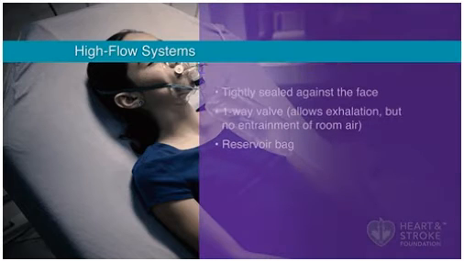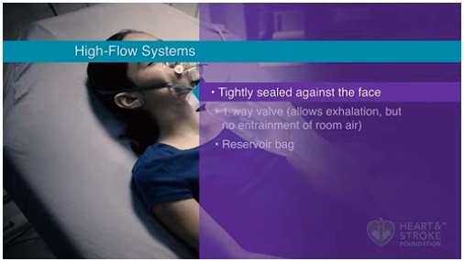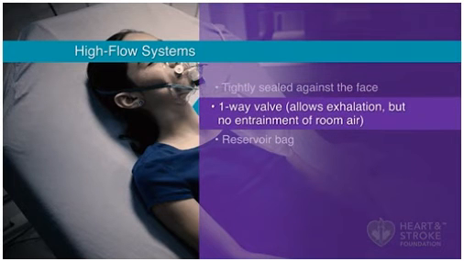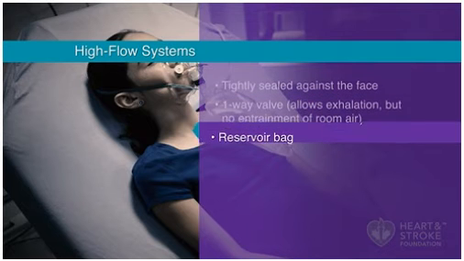Some patients will need more support than a low-flow oxygen system. High-flow systems may be helpful for these patients. They come in two varieties, those that have variable oxygen concentration and those that do not. These systems include a mask that is tightly sealed against the face, one-way valves that allow patients exhalation but no entrainment of room air, and a reservoir bag.